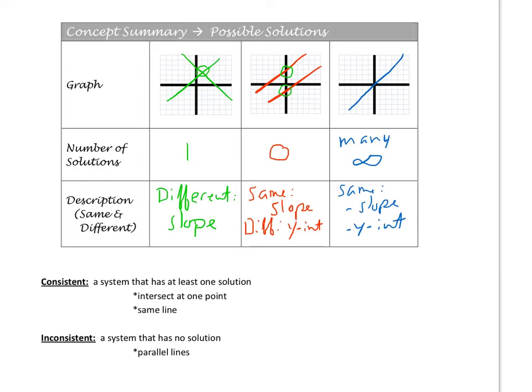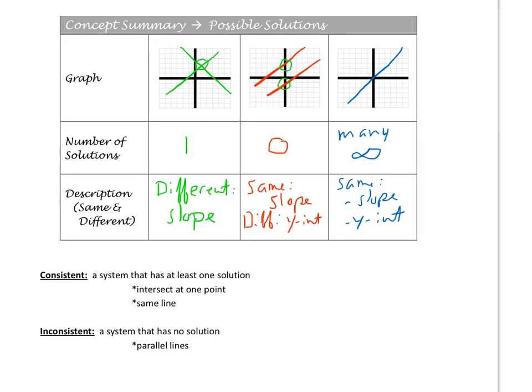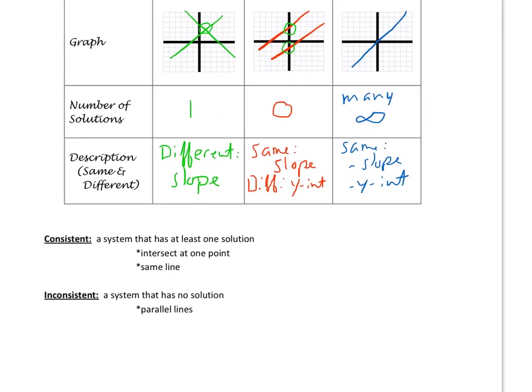So three scenarios: different slopes, same slope but different y-intercept, and same slope and same y-intercept. When you talk about consistent and inconsistent, these are terms that you would describe a system that has at least one solution. So that could be this scenario where they have one solution and this scenario where they have many solutions, would be considered consistent. So here you have it intersecting at one point, and here they are the same line, and they are called a consistent system of equations.